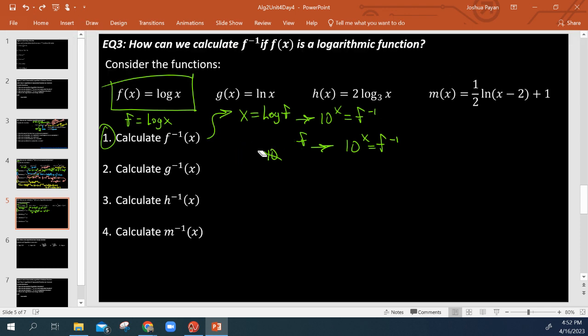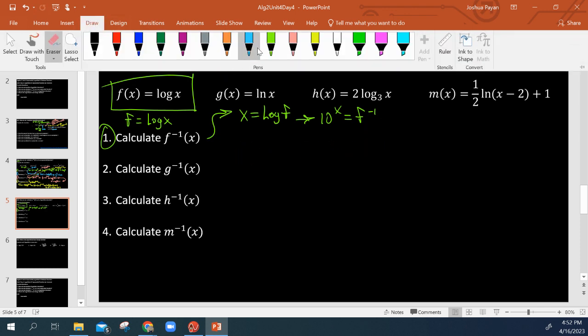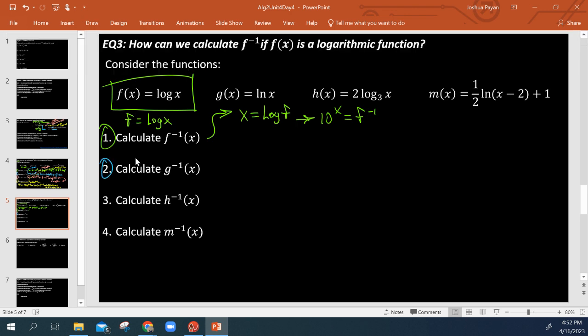So whichever method you want to use is up to you. Me personally, my brain works kinetically. My brain likes to see things move around. So yeah, okay, for this next example, we have g is equal to ln x, which means natural log, which means log base e, right? So g equals ln x.